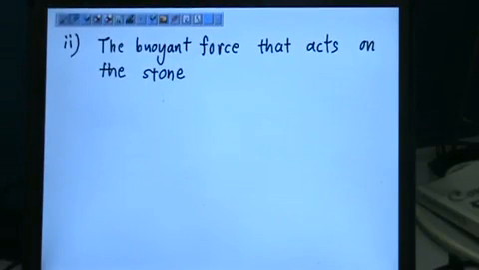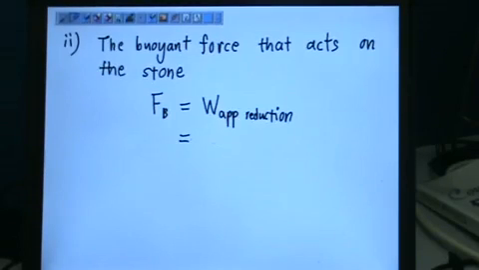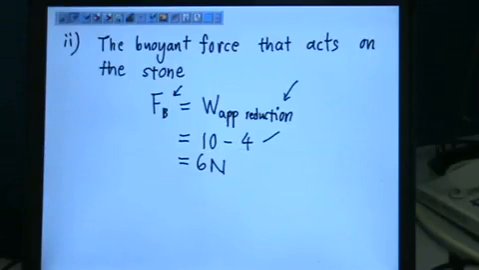The next thing is they ask for the buoyant force that acts on the stone. The buoyant force acting on the stone is actually the apparent reduction. So we can write 10 minus 4, you get 6 again. I would pretty much prefer if you could write your title, all this in a proper place, then the working here.